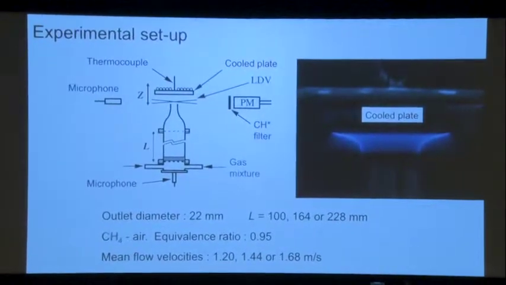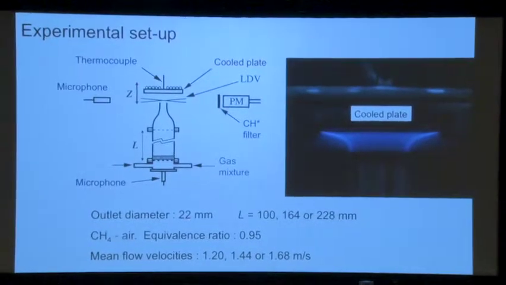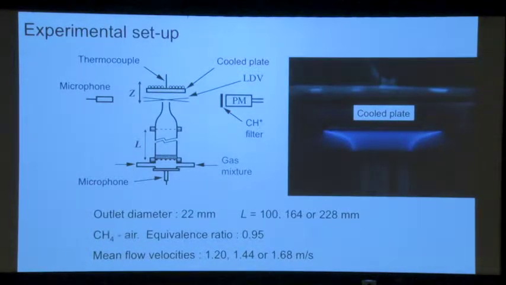And so here is again our setup. What we are going to study here is a cool plate flame. We use the same equipment, the photomultiplier, a microphone at the bottom, a microphone here. Now this time, this whole system has no loudspeaker. So now this time we look at the stability of the flame in this case. We have a diameter which is 22 millimeters here, and we can change the distance. I think L is the distance. What is this? No, it's the size of the burner. The burner size 100 millimeter, 164, 228.